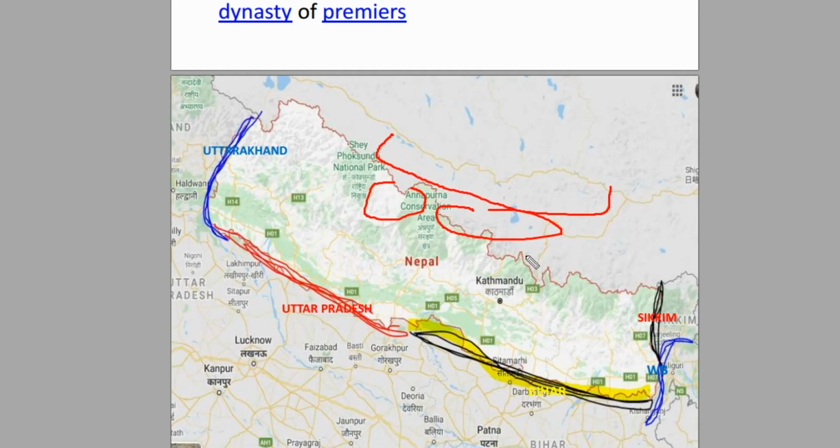So by seeing this map, can you tell me the states which share border with Nepal? Can you please tell me in the comment section which states of India share a boundary with Nepal?